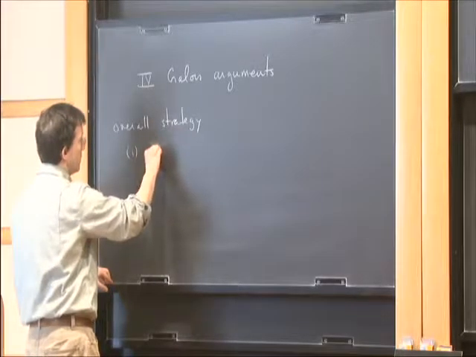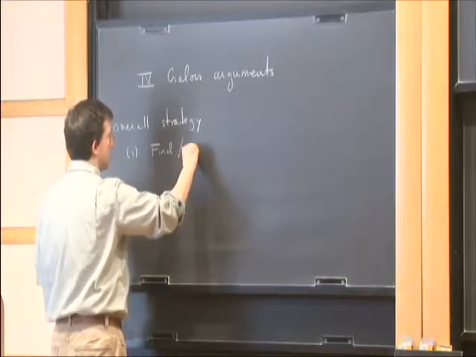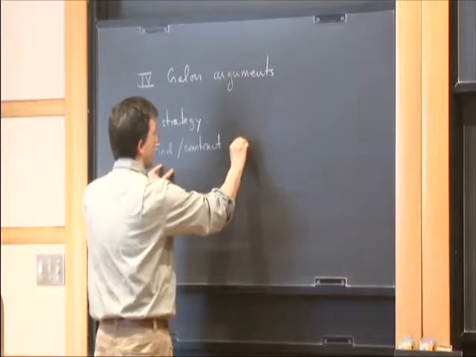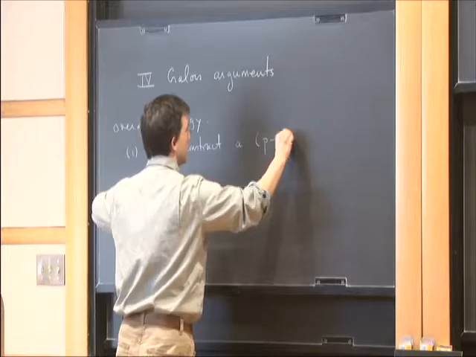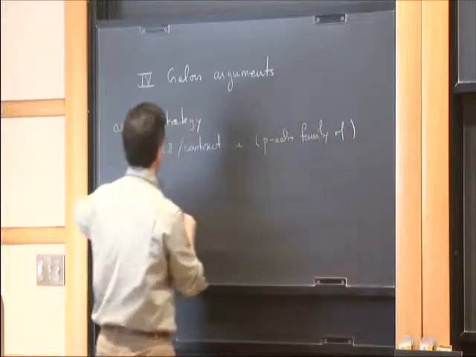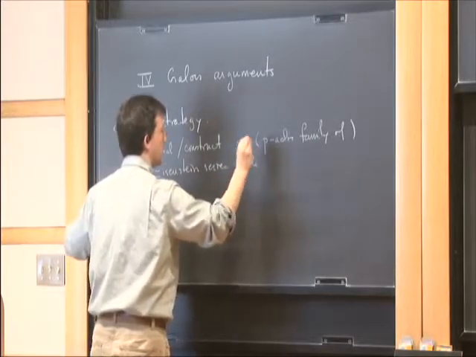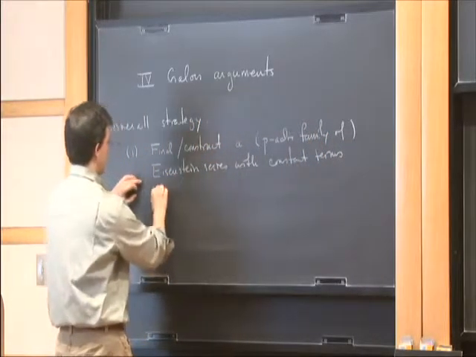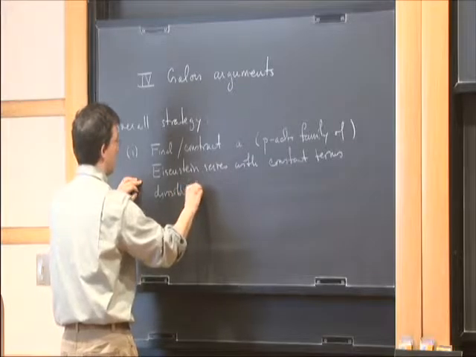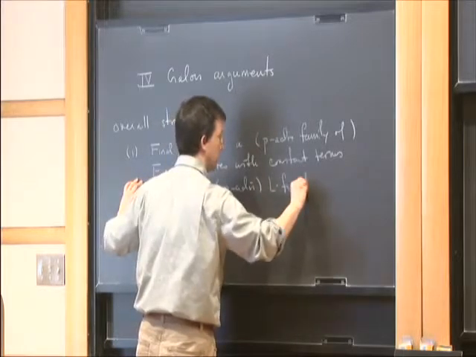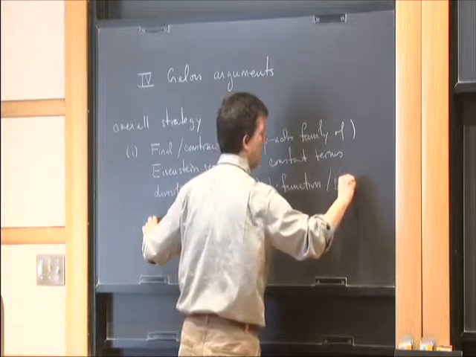So it was find or construct. This isn't going to be exactly how I stated it before. In this case, a p-adic family of Eisenstein series with constant term or terms divisible by the L function, or possibly the p-adic L function if we're working with p-adic families. L functions, L values of interest.